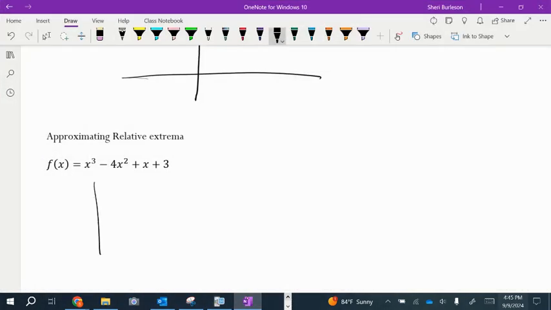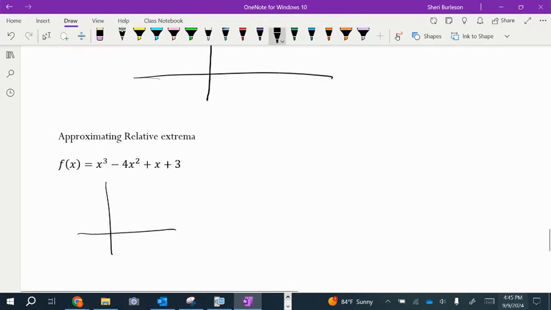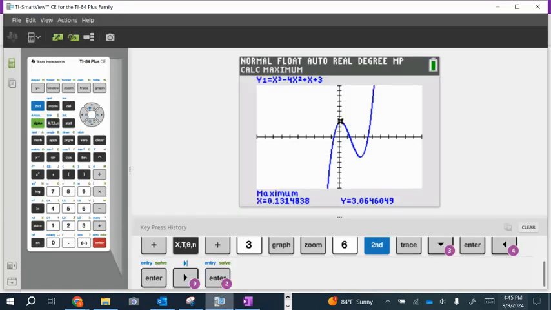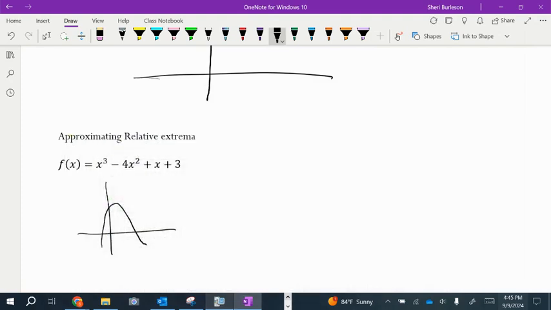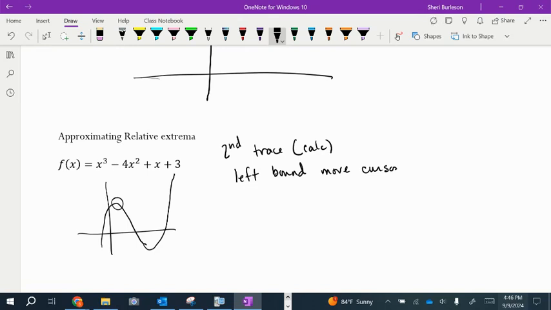So we had a graph that looked like this, and it did something here. Oops, it turned around. I did it worse. And then it goes down a little bit and then back up. So I used my calculator. I did second trace, which gets me the calc option. For the left bound, you move the cursor to the left and then hit enter.